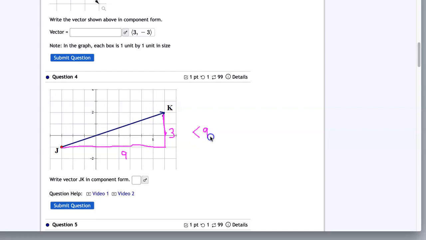which means that the resulting vector is 9, 3. This information is expressing for us the magnitude and the direction. It doesn't matter where J is, and it doesn't matter where K is on the graph. What matters is the magnitude and the direction.